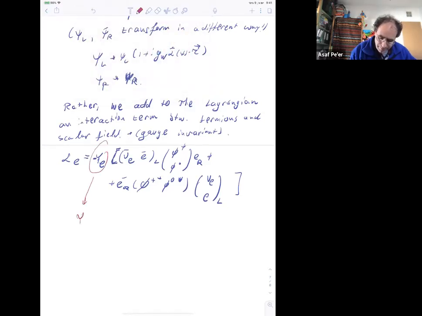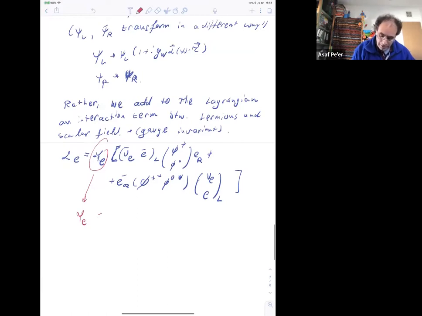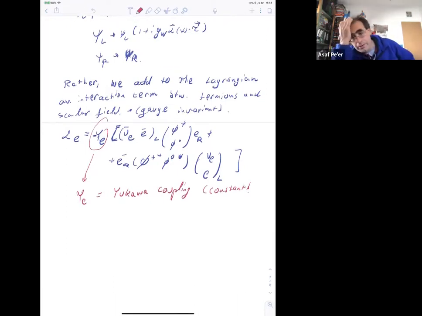Y_e. This term has a name. Y stands for Yukawa. This is a Yukawa coupling. It's a constant. More precisely, we say this is the Yukawa coupling between the electron and the Higgs field. There are couplings between each particle that has a mass and the Higgs field.